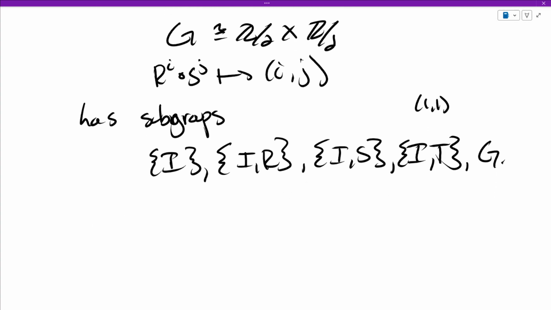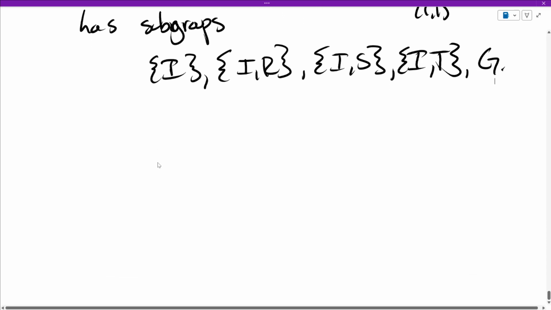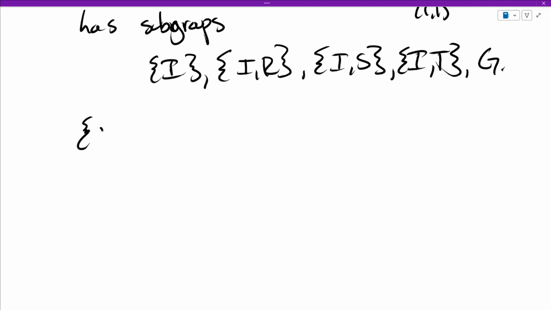Okay. Now let's work out what the corresponding fixed fields are. So what is I dagger? So what does the identity fix? The identity fixes everything, right? So I dagger, the identity fixes everything.